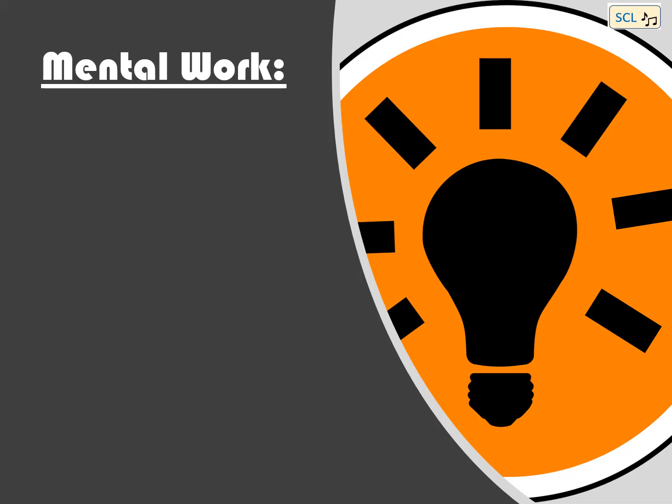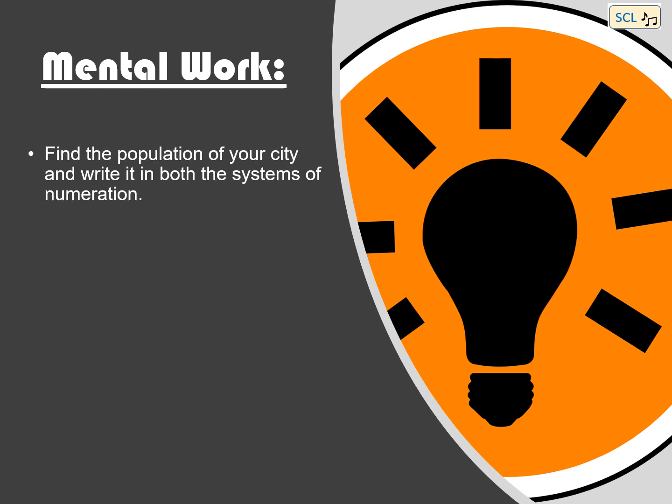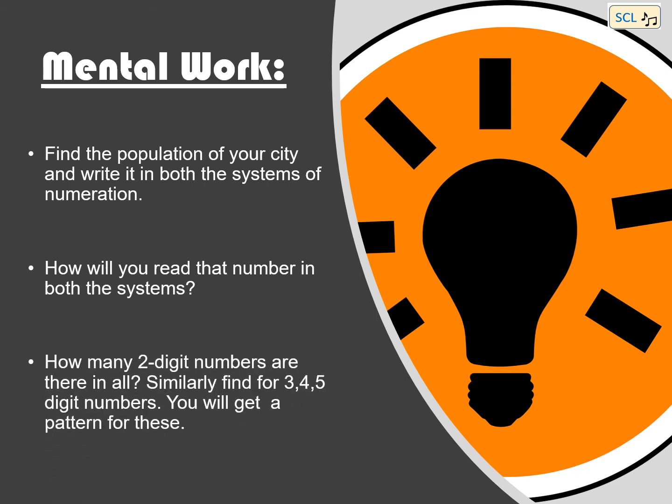Let us have some brain work for you now. Find the population of your city where you live and write it in both systems of numeration. Now we know about the systems, Indian and international. How will you read that number in both the systems? Also see how many two-digit numbers there are in all. Similarly, find for 3-digit, 4-digit and 5-digit numbers. You will get a pattern for these.